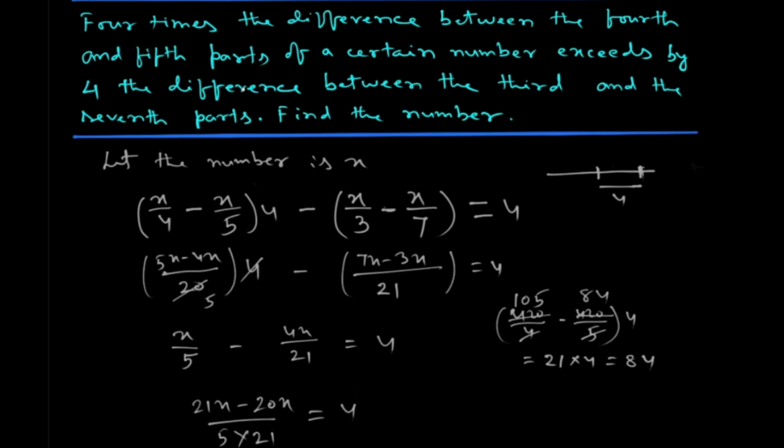And let us find this value, the difference between the third and the seventh part. So 420 divided by 3 minus 420 divided by 7. 420 by 3, that is 140, and this is 60. So 140 minus 60, that is equal to how much? That is equal to 80. Now you see 84 minus 80, that is 4.